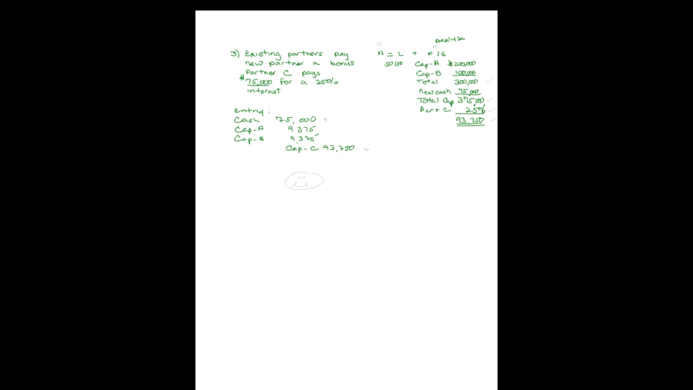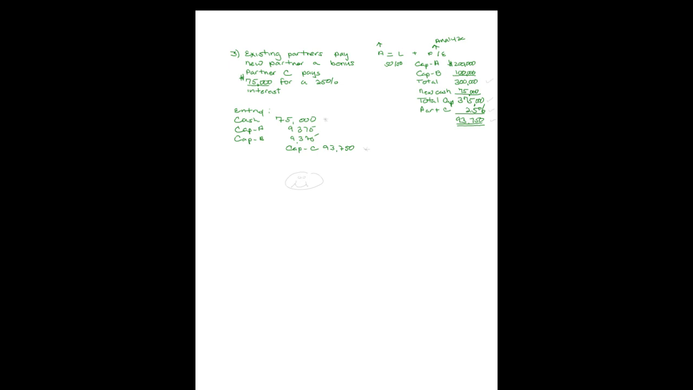Check the math on that. The difference is 18,750, and we split it in half between the two old partners, and they're paying the new guy a bonus to join them. And here's our journal entry that allows that to happen. And again, this is a case where cash is paid directly to the partnership, and assets will go up and total capital will go up.